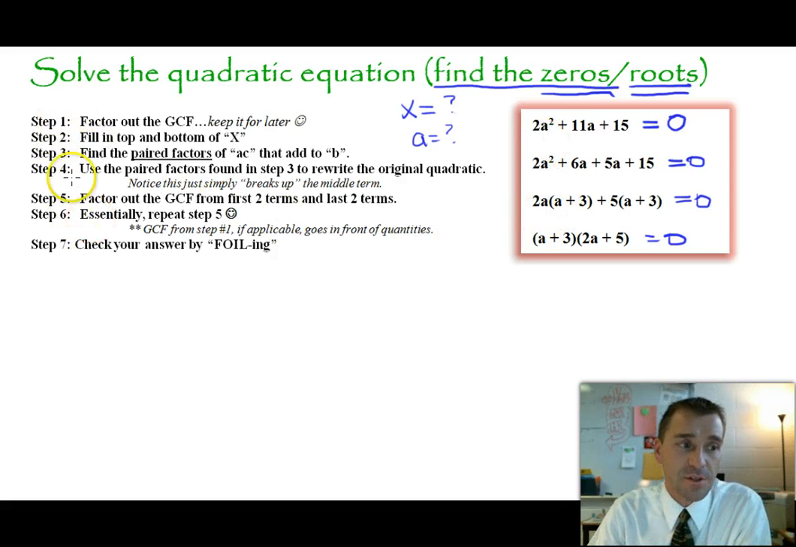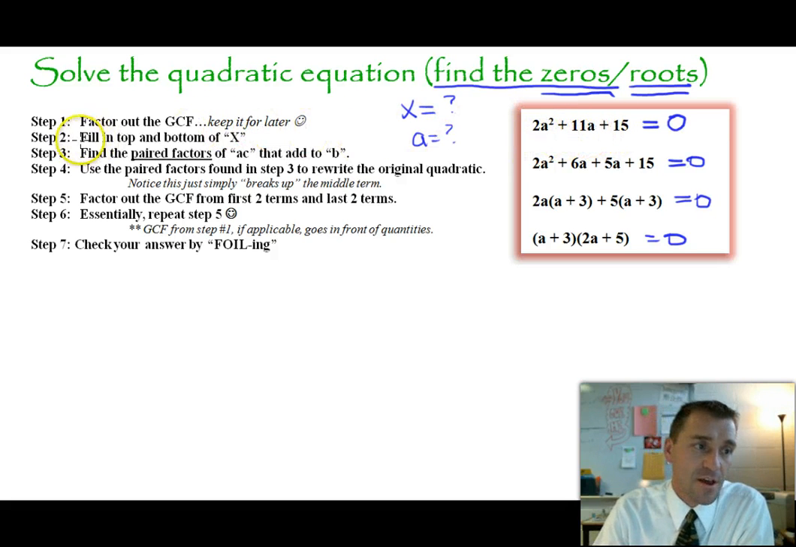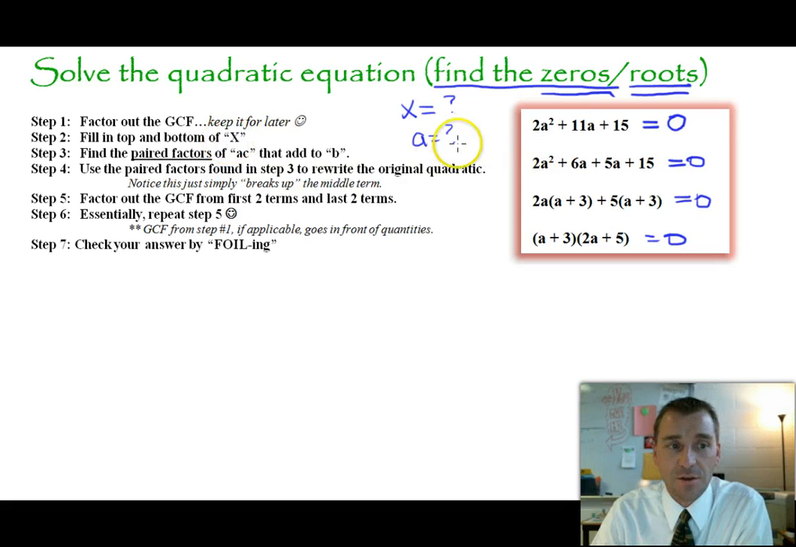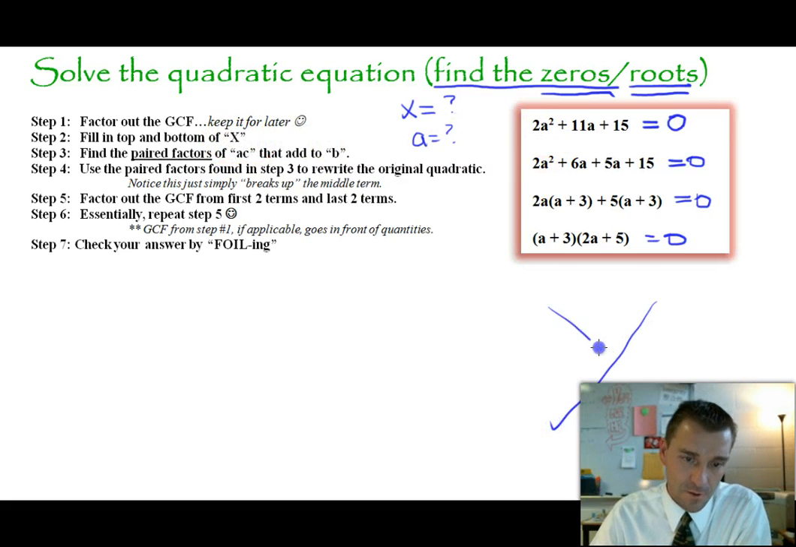Of all the steps that we talked about in class, step number 1, factor out a GCF. Yeah, there's no GCF, so that's already taken care of. Step number 2, fill out the x thing with the thing. Okay, I'll do it down here. So the x thing, x.